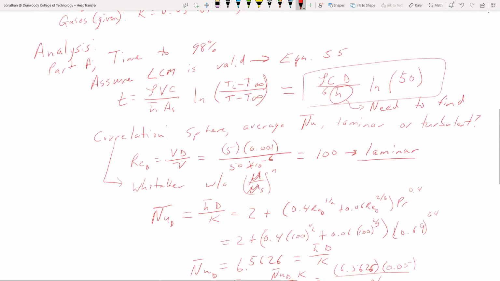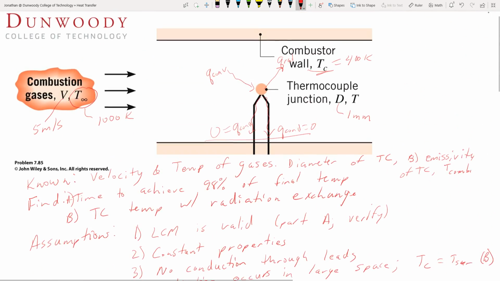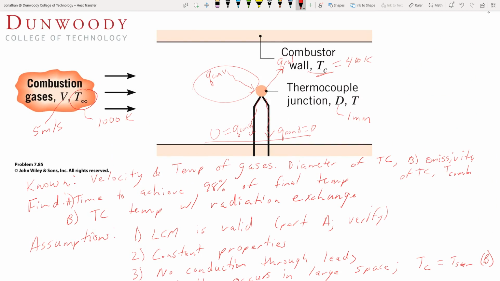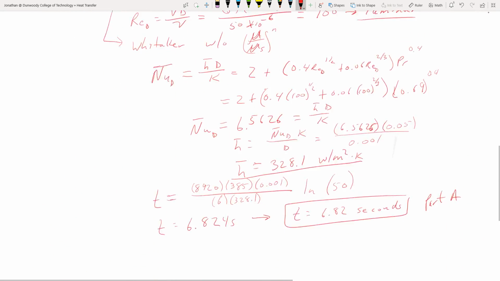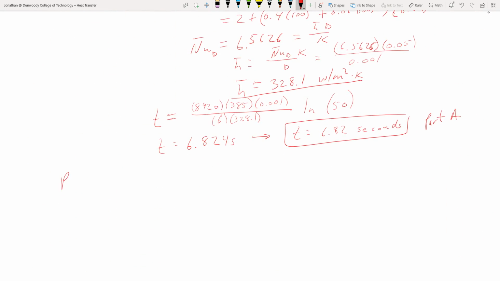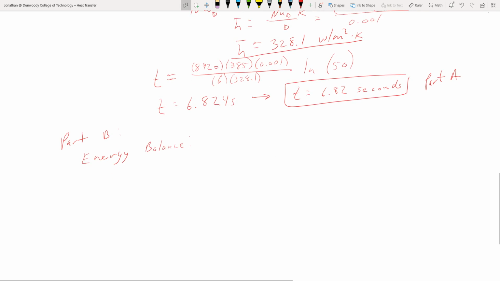Now for part B, what do we have going on? So we've got this convection to the surface, conduction, radiation away from the surface. We're neglecting this conduction through the leads. So part B, in energy balance, so do we have radiation?